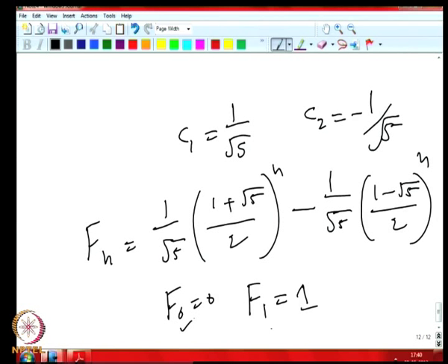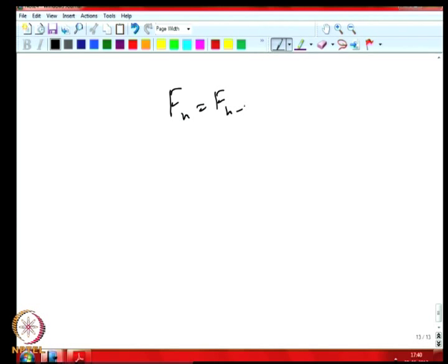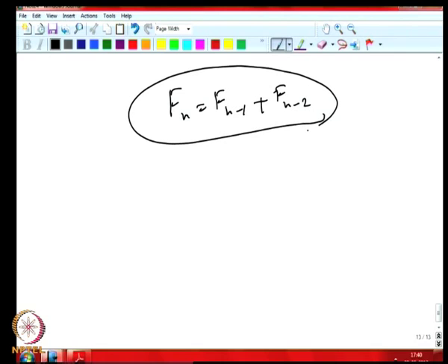But once F0 and F1 are met, the rest of the things are taken care of by the recurrence relation, namely Fn is equal to Fn minus 1 plus Fn minus 2, because for the expression we selected this is valid, right. So, Fibonacci numbers will come. We will discuss in the next class.